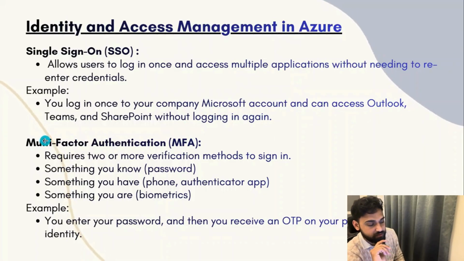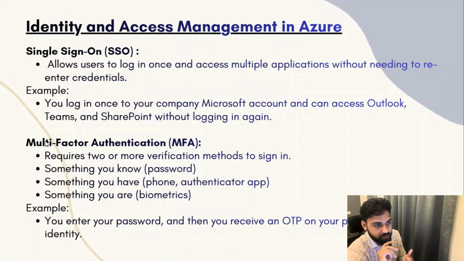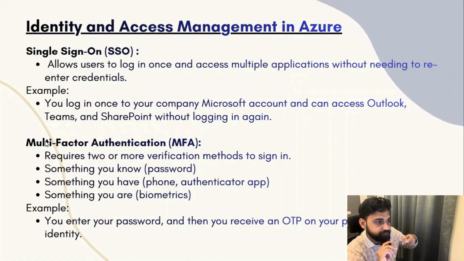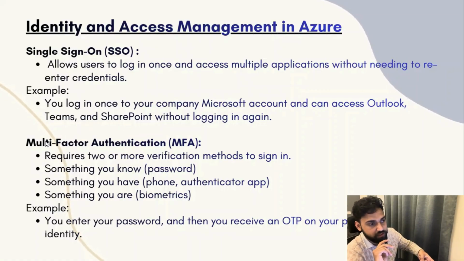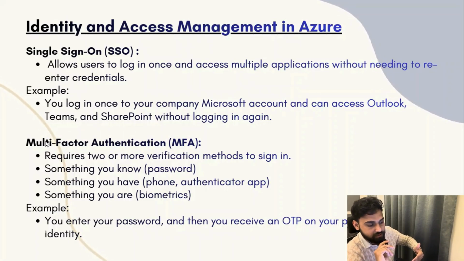Then we have multi-factor authentication, okay. For an example, suppose the first time you are logging in to Instagram, you enter the password, that's the first step. Sometimes Instagram also sends an OTP to your number, so that is the second step. When multiple steps are involved, first the password and second the OTP, that means it's multi-factor authentication. Multi means multiple-step authentication, okay.